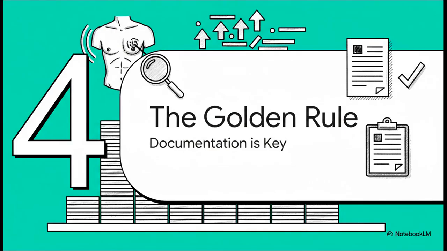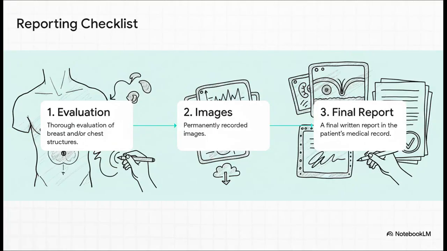And finally, let's talk about the absolute foundation that holds up every single code you will ever assign, the documentation. Because without a good report, you can't justify a thing. Think of this as your final, non-negotiable 3-point checklist. To report any ultrasound service, you need 3 things. 1, a thorough evaluation that's written down. 2, images that are saved permanently. And 3, a final signed report that goes into the patient's medical record. If any one of these is missing, you can't report the service. It really is that simple.